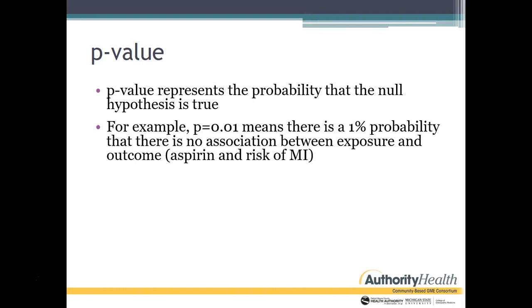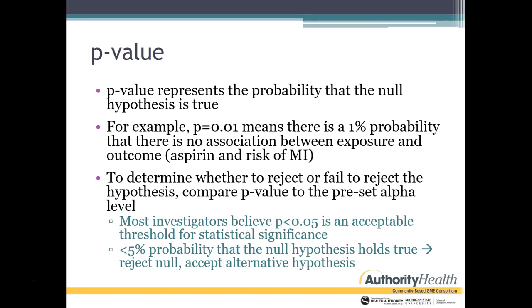For example, a p of 0.01 means that there's a 1% probability that there is no association between the exposure and outcome. For example, this would be like aspirin and the risk of MI. So this means that there's such a small probability, and we'll talk about the accepted alpha level of 0.05, there's such a small probability that the intended effect was due to chance that it is accepted and proven to be statistically significant. So that's all that means.